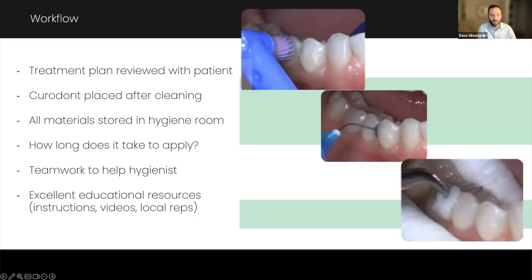Sometimes, if your hygienist is running behind, we will use teamwork a lot in my office. So, one of my dental assistants will get her next one started, taking x-rays or polishing or whatever, so that she can do that after the treatment plan is completed.